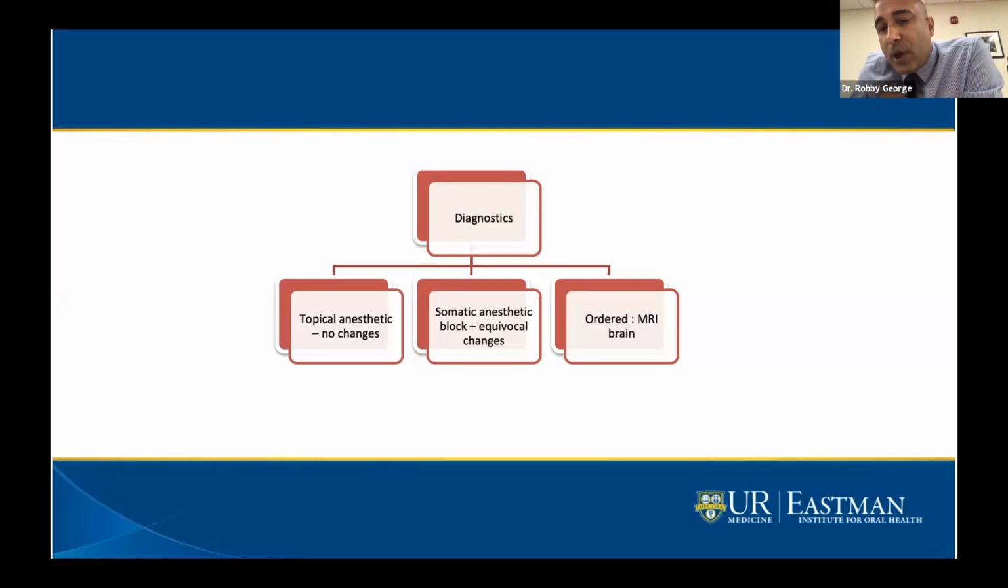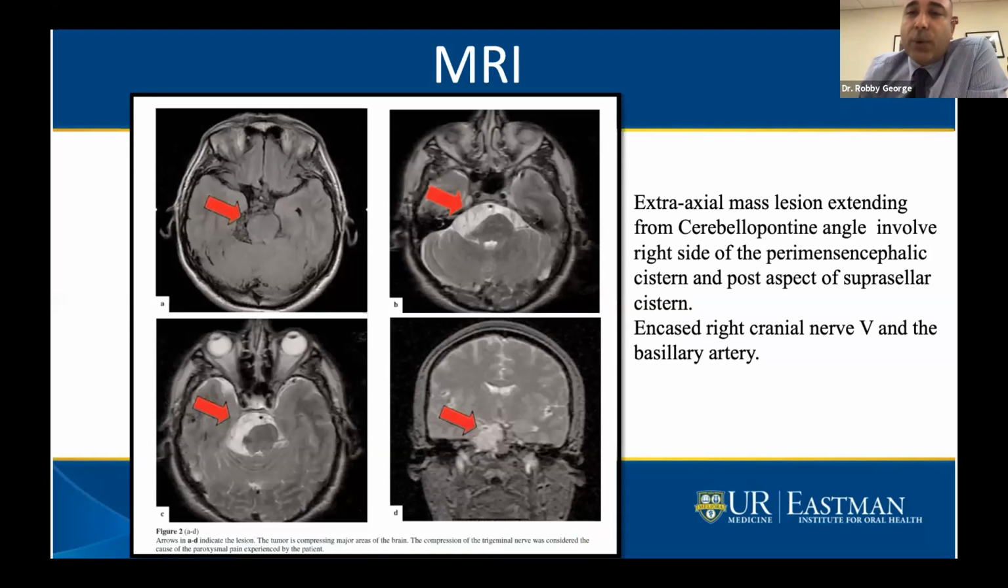After we did this test, we ordered an MRI brain scan. So this is what it came out with. This patient had a big mass at the cerebellopontine angle on the right side. It was encasing the right cranial nerve and the basilar artery. The reason I'm saying this is that you might see some of these patients coming in. This patient had extractions done and a lot of treatment done. For example, we saw that the extraction might have been unnecessary in this case.